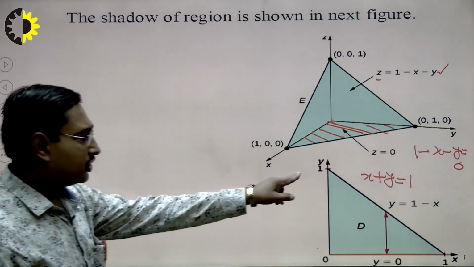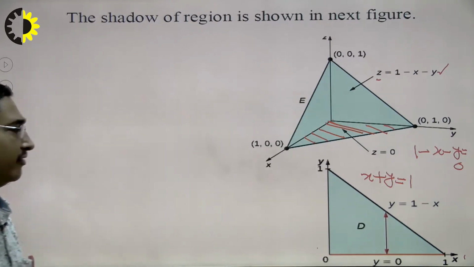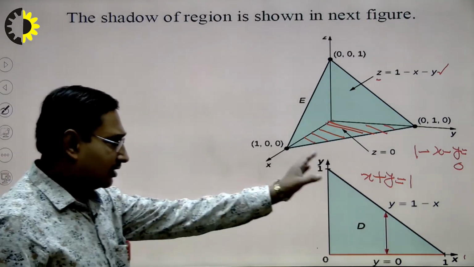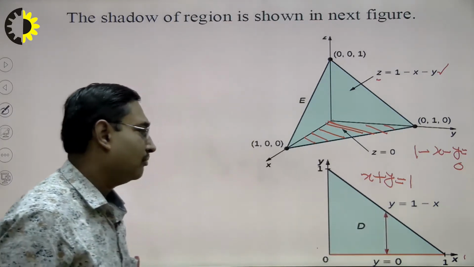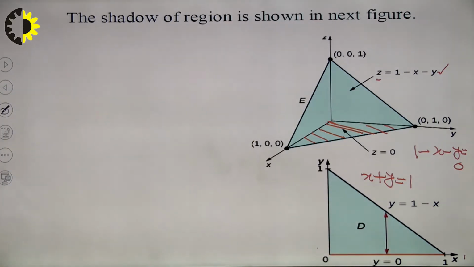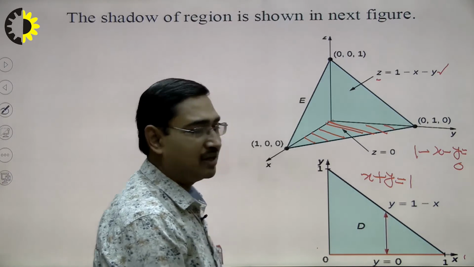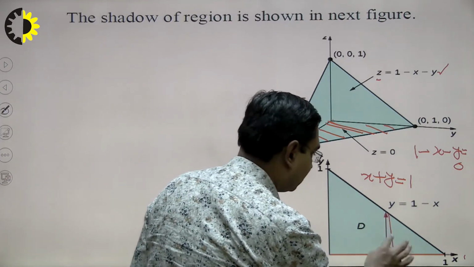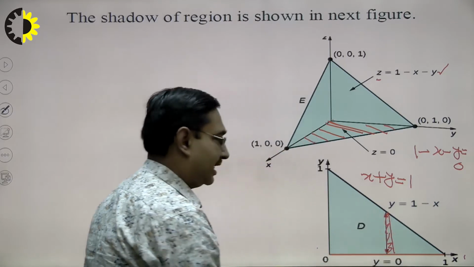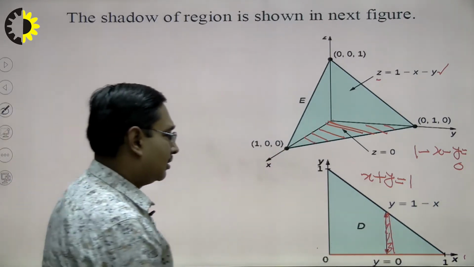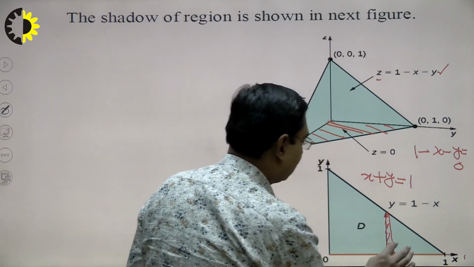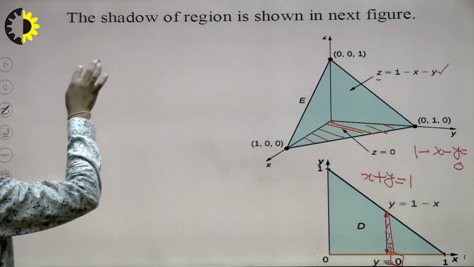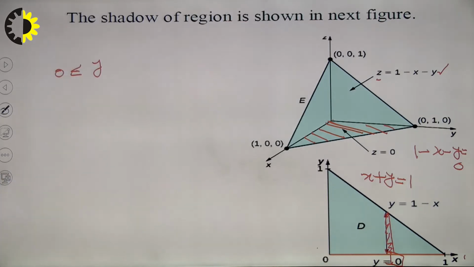So, the equation of this line will be x plus y equal to 1. Now, we find the limits of x and y from this triangle, as we have done already in finding limits of double integral. For this, I divide the region into vertical slices. The bottom of the slice lies on the x axis, whose equation is y equal to 0. So, the lower limit of y will be 0.